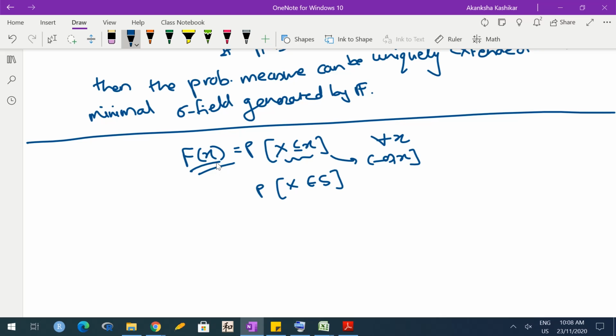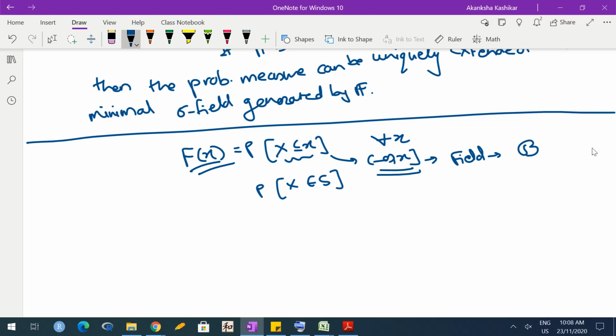As I said, knowing the CDF is the same as knowing probabilities of intervals minus infinity to x. The first result says you can extend it to a field, and the Caratheodory extension theorem says you can extend it to the minimal sigma field. The minimal sigma field here is the entire Borel set. Hence from the CDF you can directly go to the probability of every Borel set, and uniquely. So if you know the CDF, you know the distribution of a random variable.